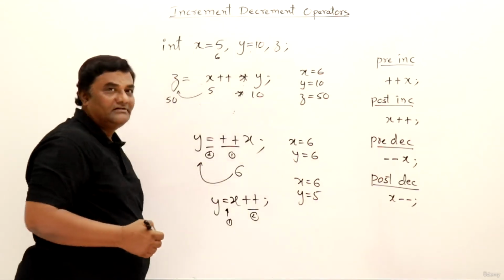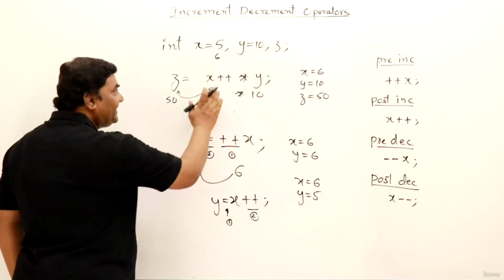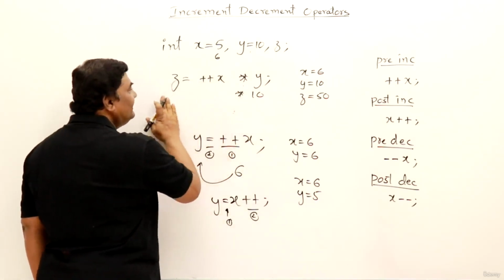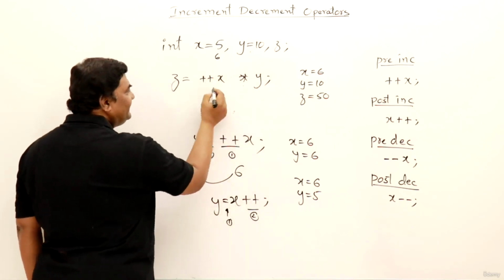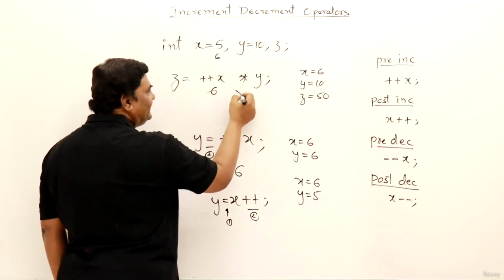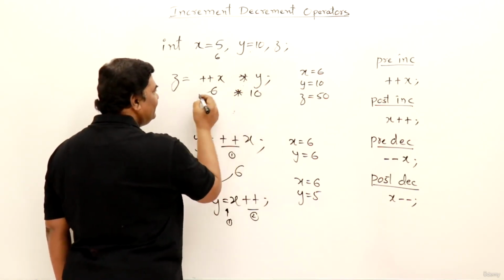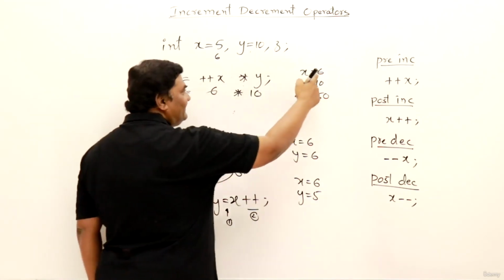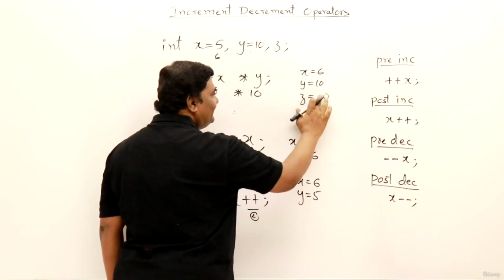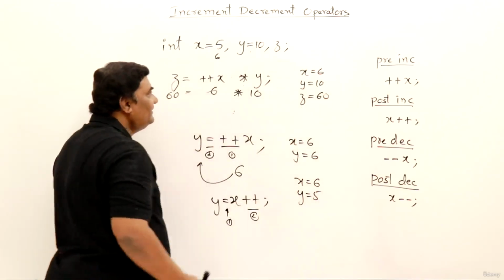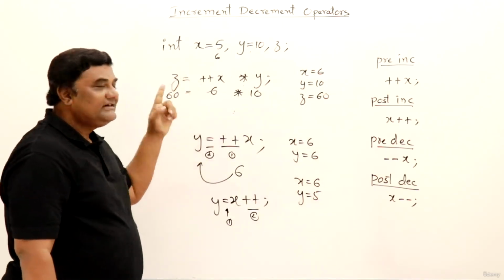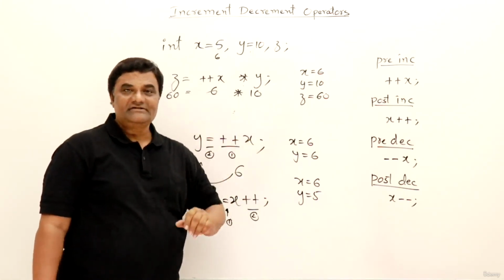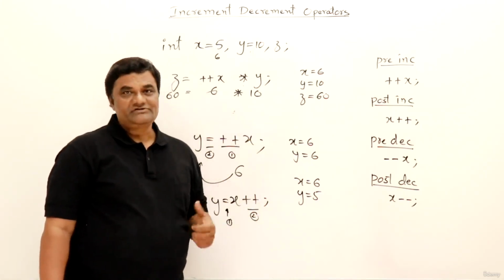This is the result. And if I am using pre-increment here, if I say plus plus x, then what happens? So first of all, this x will increment and x becomes 6 and then multiplied by y, that is 10, and the result 60 is stored in z. So the result is this one and z will be having value 60 because first the value of x is incremented, then later used in the expression. This is the difference between pre-increment and post-increment.